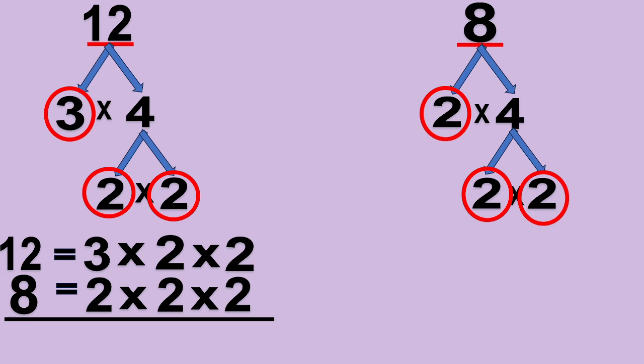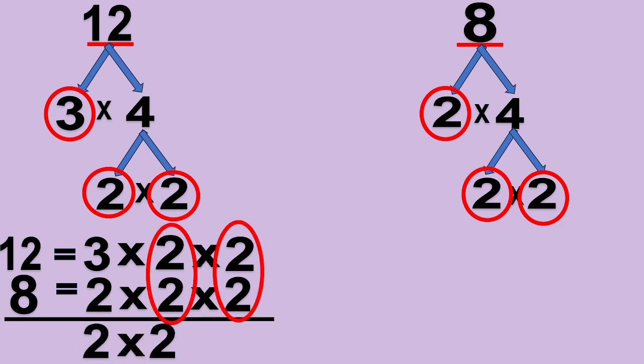Now, write the common prime factors of 12 and 8. We have 2 and 2. Next, copy the remaining uncommon prime factors of 12 and 8. We have 3 and 2. Now, get the least common multiple of the given numbers by solving for the product of the combined factors.